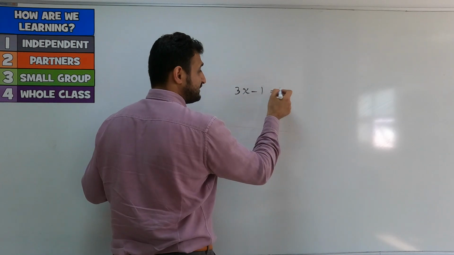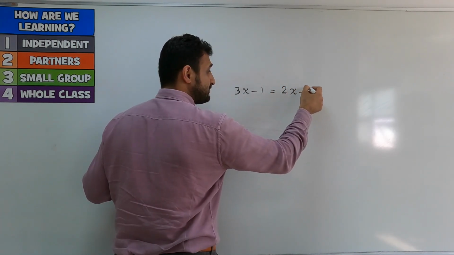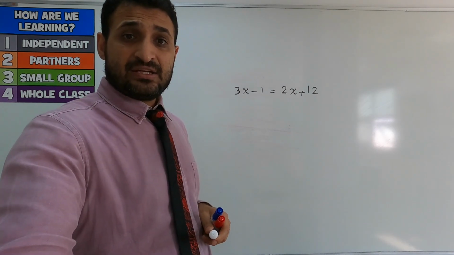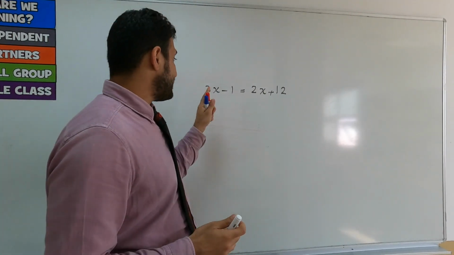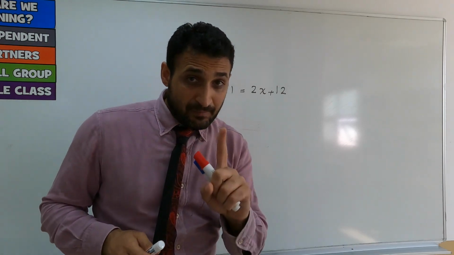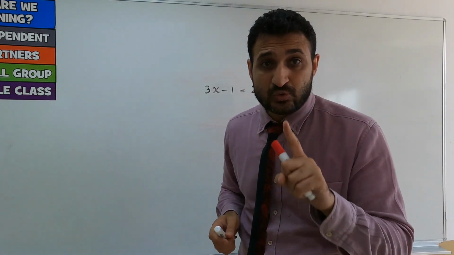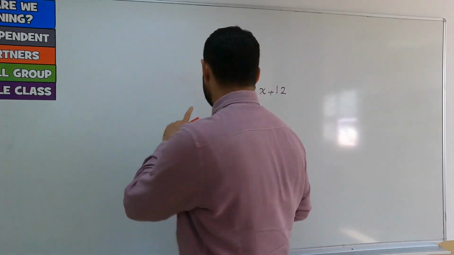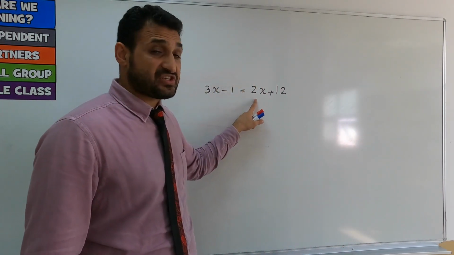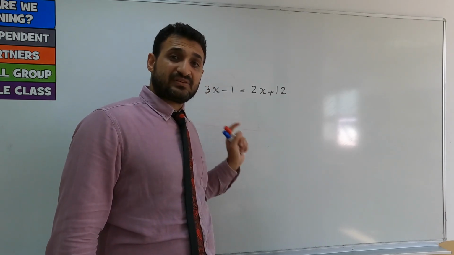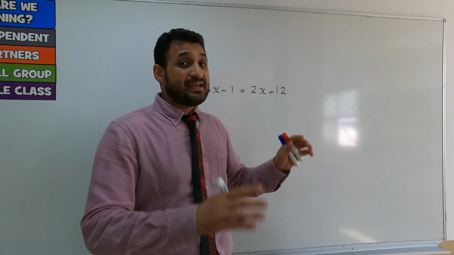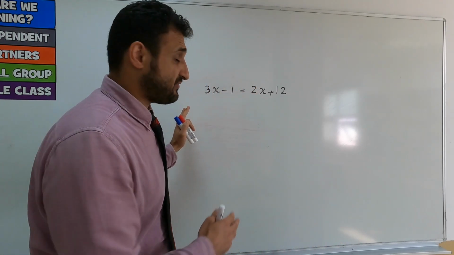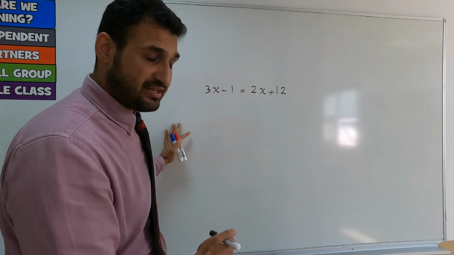3x minus 1 equals 2x plus 12. Now if you notice, I have variables on both sides. So I have x here and x here. Remember, always you need to know which one is greater, the left x or the right x. Like here, the coefficient is 3, here the coefficient is 2. So I think the one on the left is greater. It's better to move 2x from the right and put it on the left.